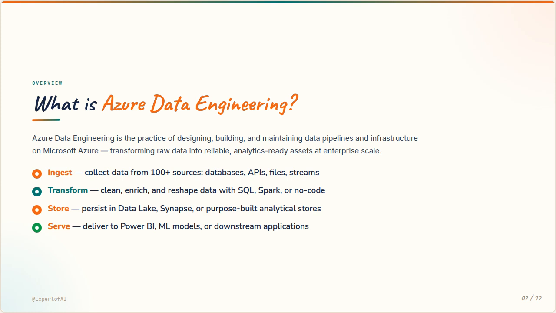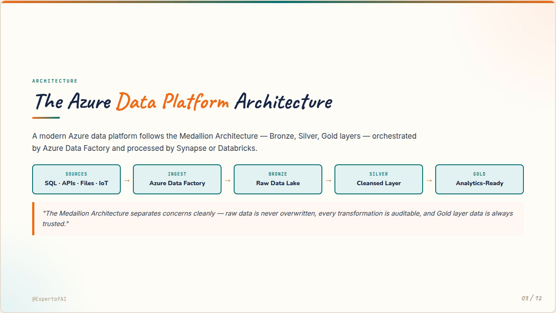The modern Azure Data Platform follows the Medallion architecture, 3 layers called Bronze, Silver, and Gold. Bronze is raw data, exactly as it arrived from the source. Nothing is changed, nothing is deleted. Silver is the cleansed and conformed layer, where duplicates are removed, schemas are standardized, and business rules are applied. Gold is the analytics-ready layer, aggregated, enriched, and trusted data that powers dashboards and reports. Azure Data Factory orchestrates the movement between all 3 layers, and Azure Data Lake Storage Gen 2 stores every layer cost-effectively at petabyte scale.